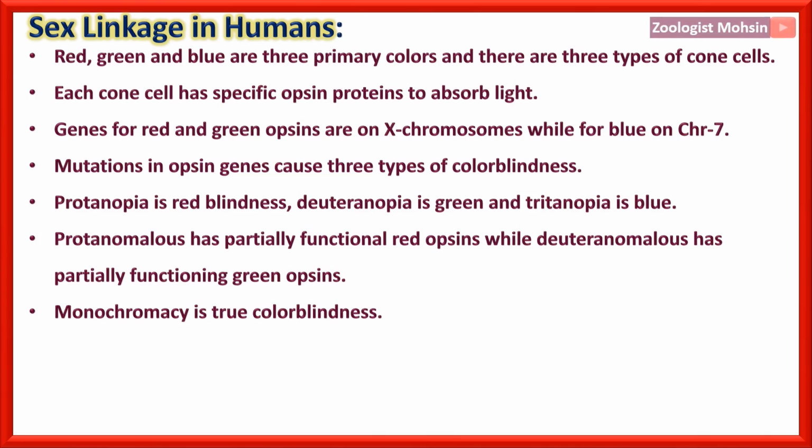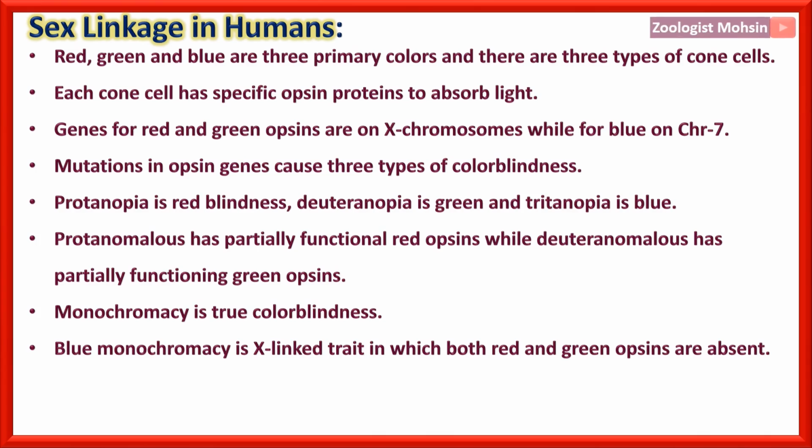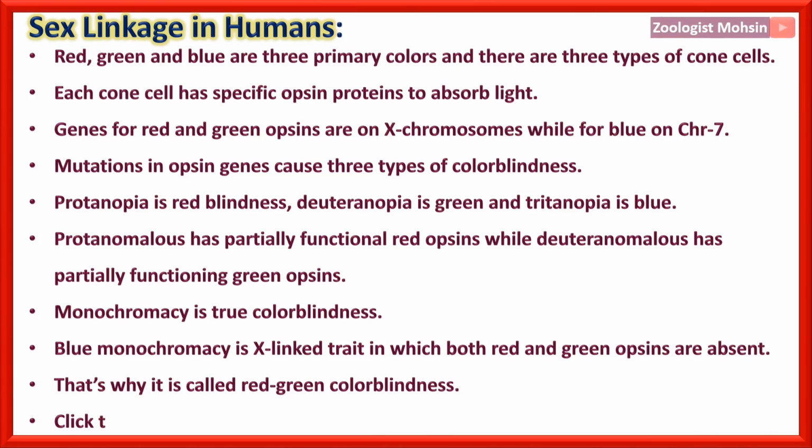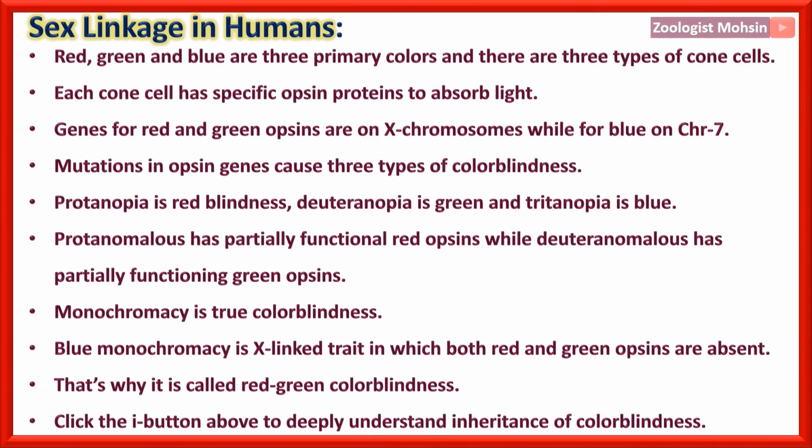Monochromacy is true color blindness, and blue monochromacy means the X-linked trait in which both red and green opsins are absent. That's why it is called red-green color blindness. So blue monochromacy and red-green color blindness are actually the same thing. Now, click the I button above to deeply understand the inheritance of color blindness in a separate video which I have uploaded before.